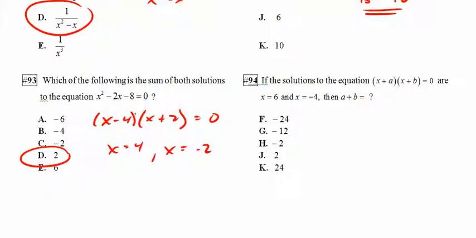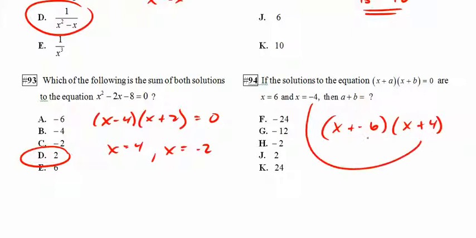Notice I had a factor over here of x minus 4, and the solution was x is positive 4. So same thing over here. If the solution is x equals 6, then the factor is x plus negative 6. Over here is x plus 4, because we're going to switch the signs from there and there. So add them together. Negative 6 plus 4, negative 2.